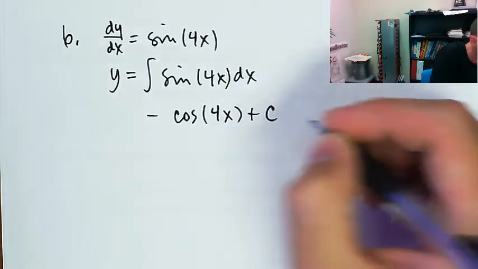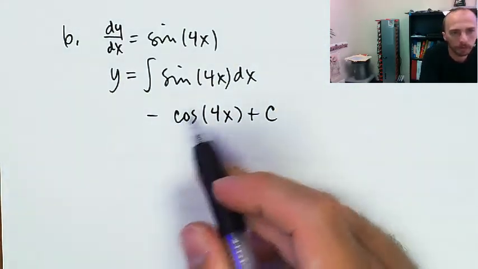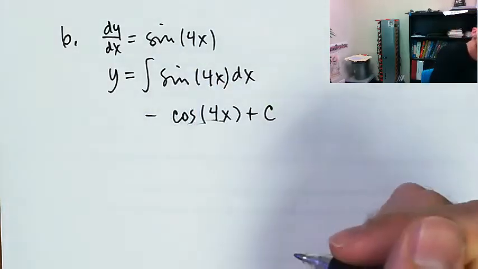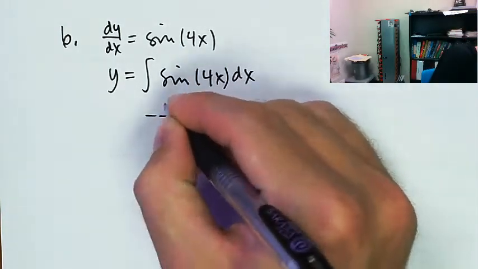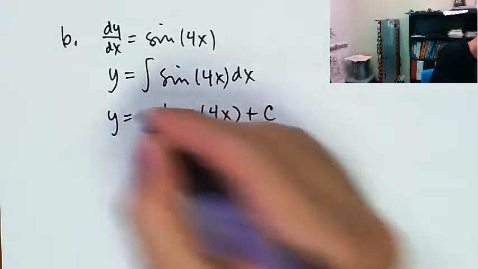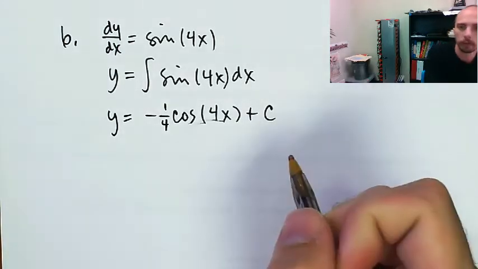but I know that that 4x is going to cause me a little bit of an issue, right? Because when I take the derivative of this, I'm going to have a 4 come out for the chain rule. So I need to prepare for that by dividing by 4. Okay. And then I'll use my initial condition.